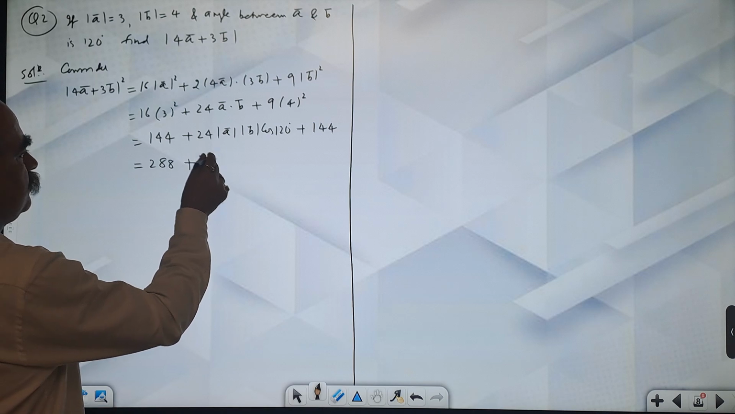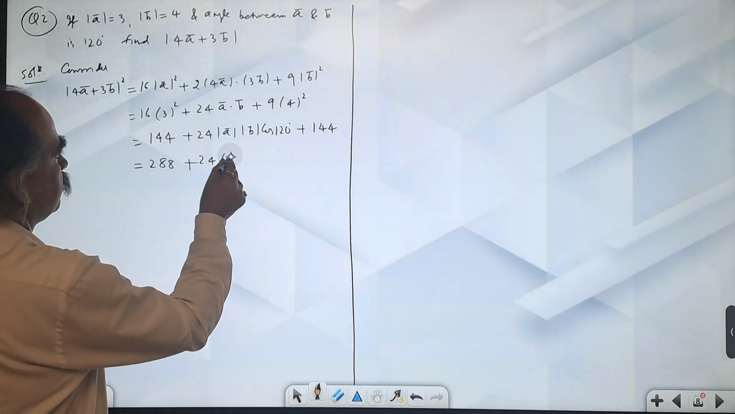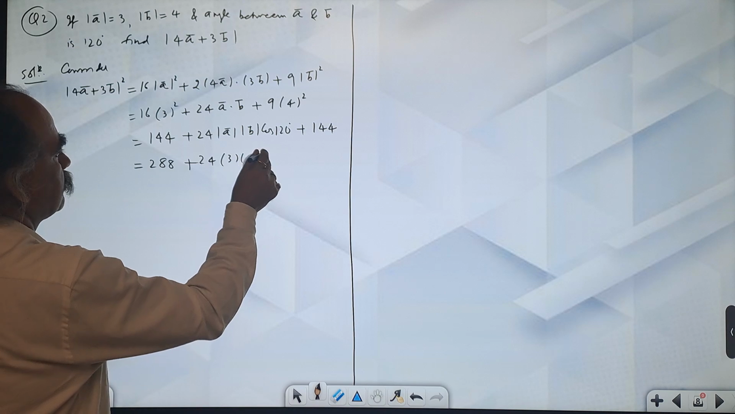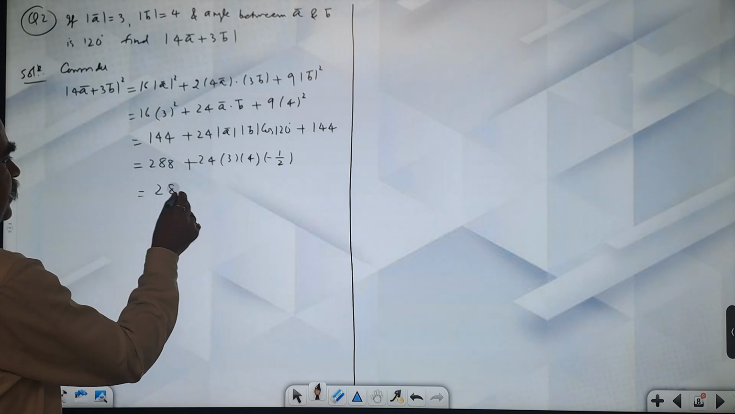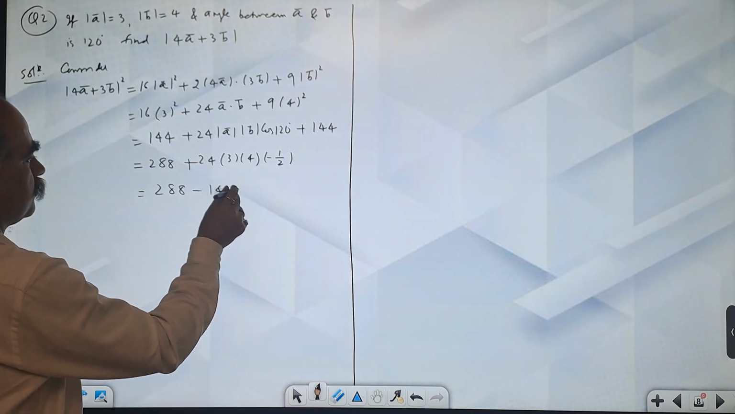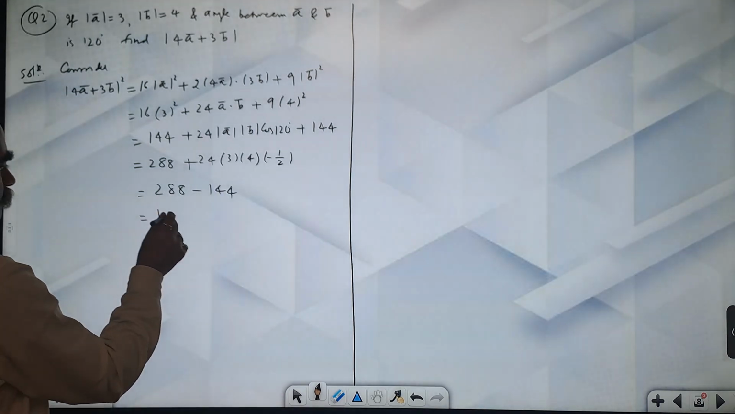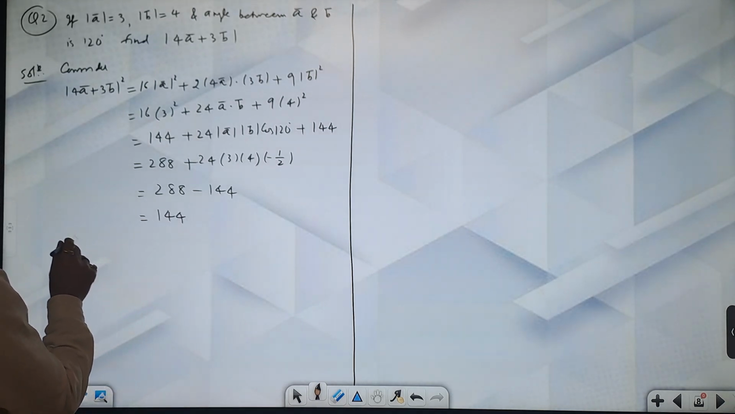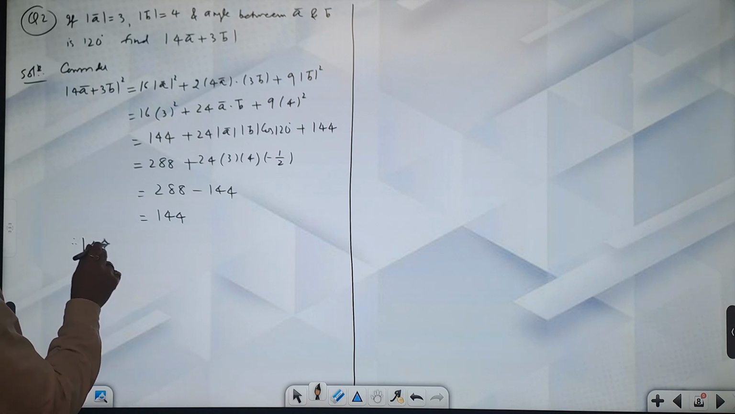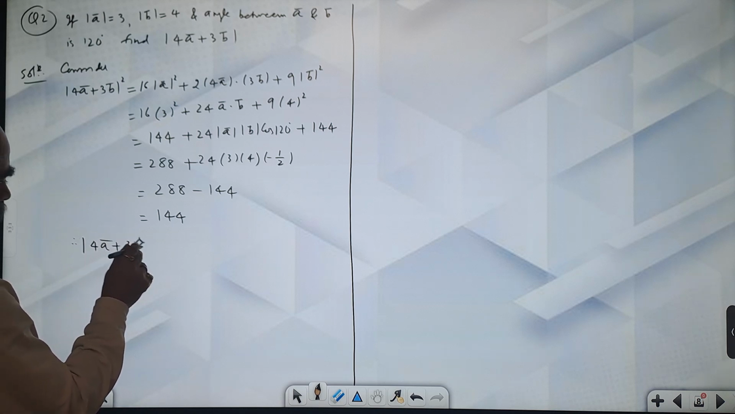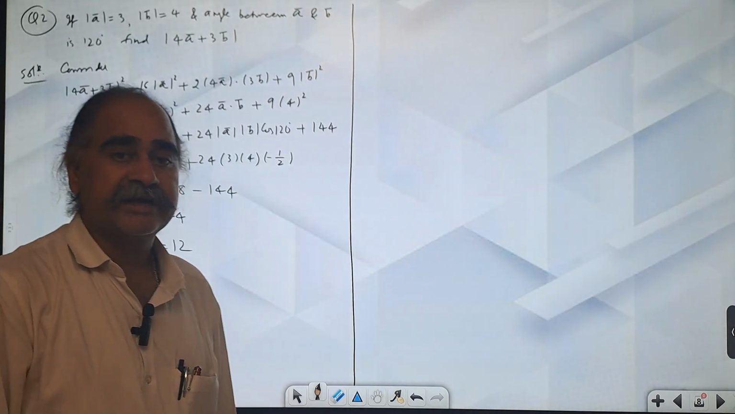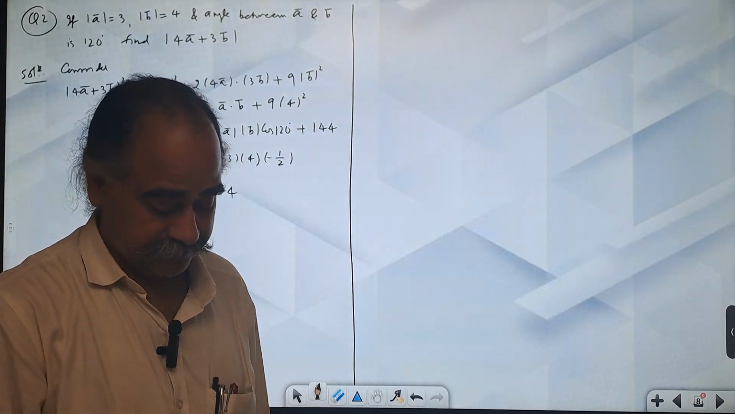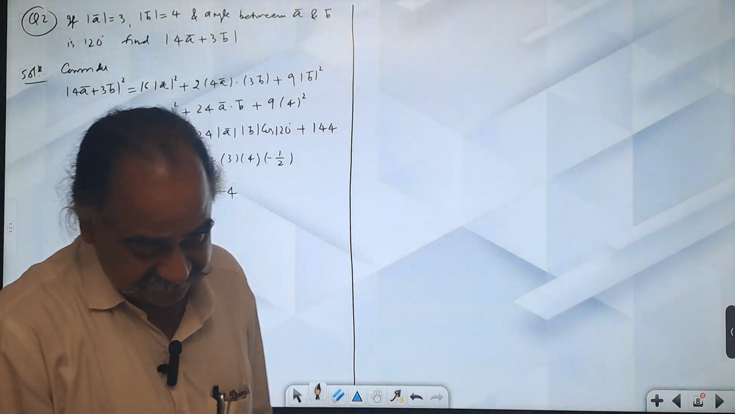Plus 24 into 3 into 4 and cos 120 is what? Minus half. 288 minus 144 is 144. What is magnitude of 4A plus 3B? This is magnitude of vector. It can never be plus minus. It is always positive.